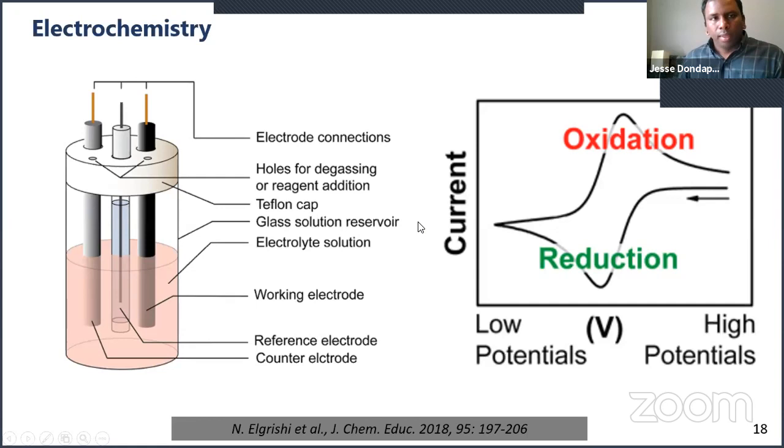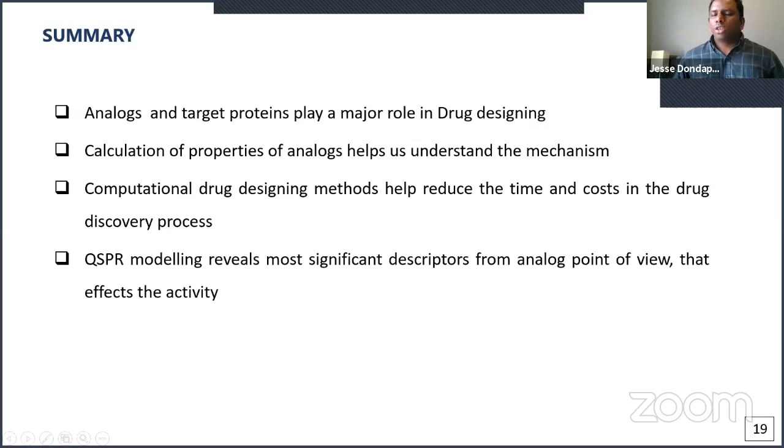In summary, analogs and target proteins have a major role to play in drug designing. And calculation of the properties of analogs itself helps us to understand the mechanism of action, and computational designing methods help us to reduce time and cost of the drug discovery process. And QSPR modeling tells us about the significant descriptors or the properties that are associated with the ligand, that will help us give the analog point of view on how it affects the activity. So this is basically a gist of the drug designing methods I've worked with, and this is the summary of it.